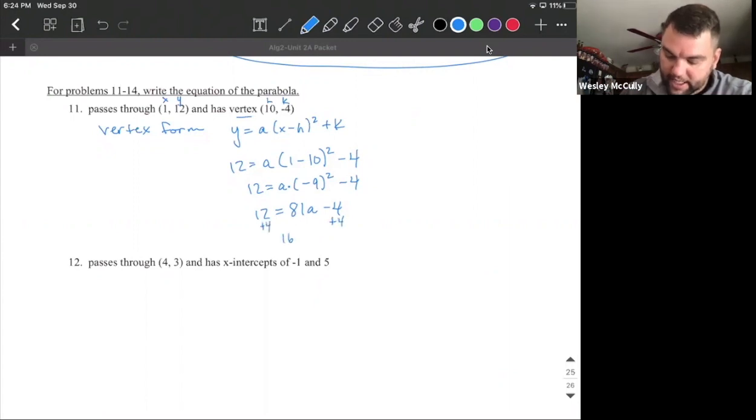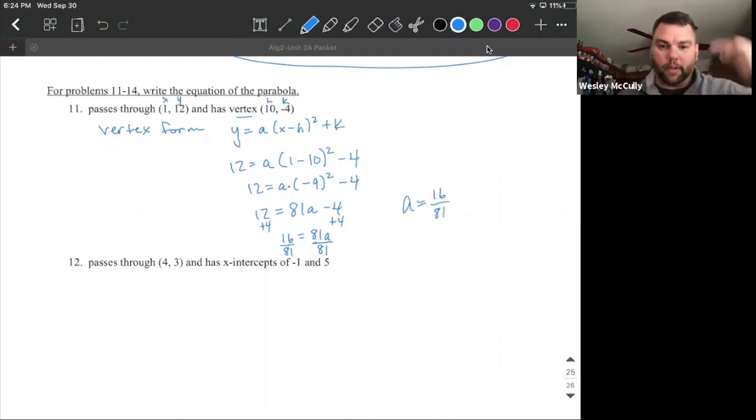And I get 16 equals 81a. And then to get a by itself, I divide by 81 on both sides. And I get that a is equal to 16 over 81. Okay? And that does not reduce. So I'll just leave a like that. And now I'm ready to write my answer.